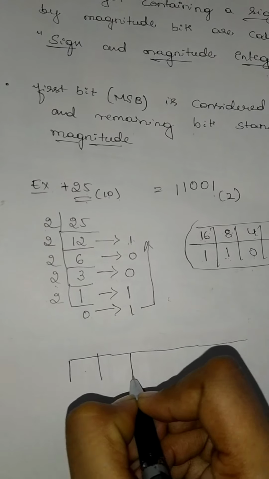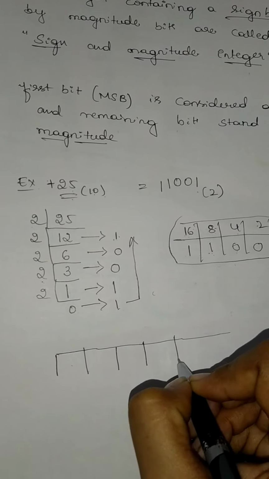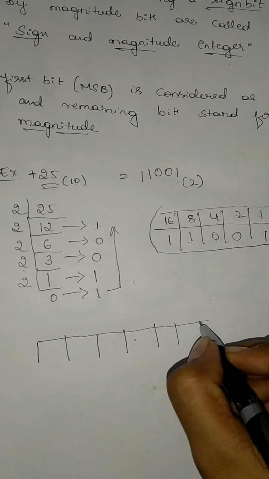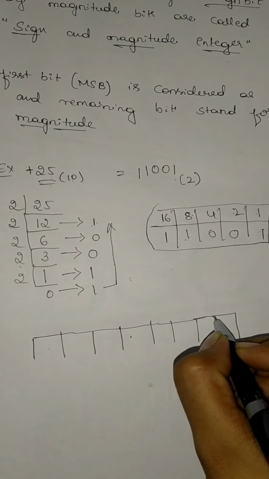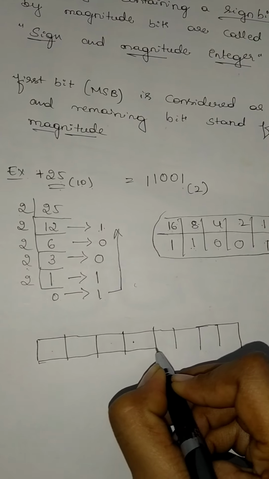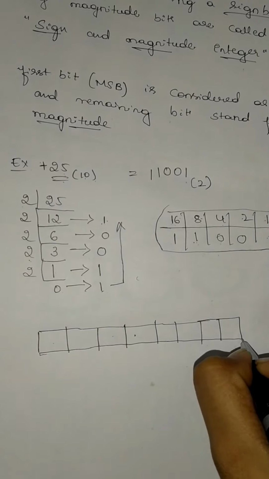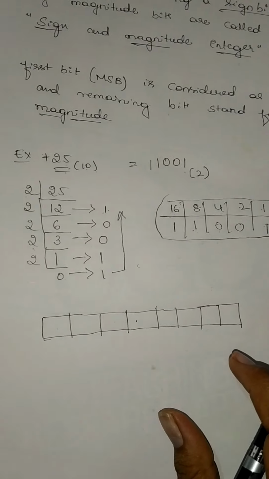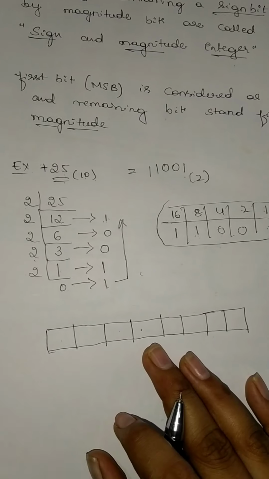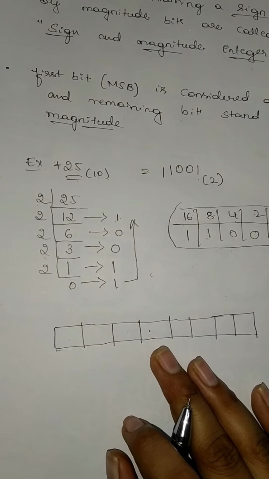So that means 8 bits we can represent. 1, 2, 3, 4, 5, 6, 7 and 8. So 8 bits, that is 1 byte. Okay, so in order to represent any integer we have to use 8 bits or 1 byte.